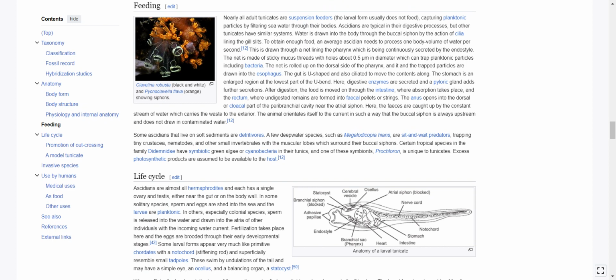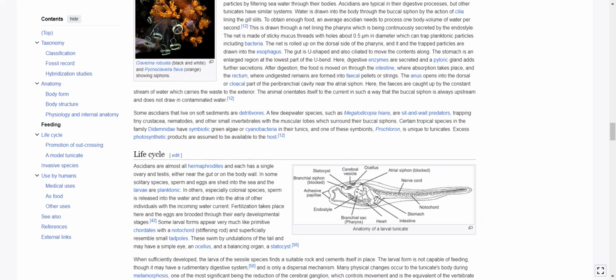The gut is U-shaped and also ciliated to move the contents along. The stomach is an enlarged region at the lowest part of the U-bend. Here, digestive enzymes are secreted and a pyloric gland adds further secretions. After digestion, the food is moved on through the intestine, where absorption takes place. And the rectum, where undigested remains are formed into fecal pellets or strings.